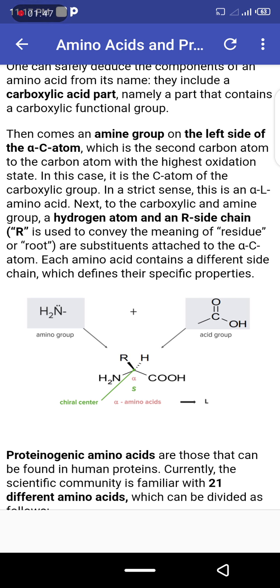This is an alpha L-amino acid. Next to the carboxylic and amine groups, there is a hydrogen atom and an R side chain. R is used to convey the meaning of residue or R root, a substituent attached to the alpha carbon atom. Each amino acid contains a different side chain which defines its specific properties, as we show in the figure. This is a simple structure of the amino acid.